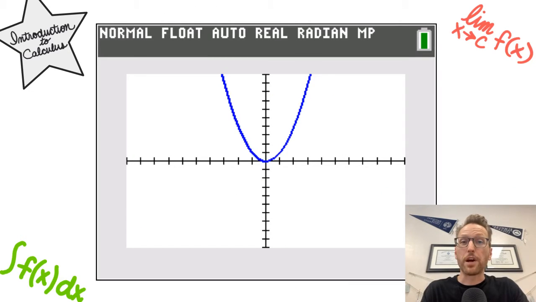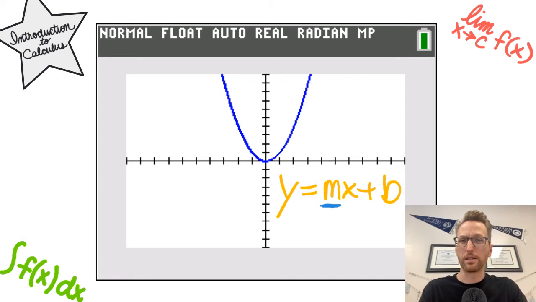Let's get started by talking about the slope of a parabola. Here's a parabola. But wait a second, I thought lines had slopes. Like the equation y equals mx plus b, m is the value of the slope. How could there be an equation that shows a constant slope for a parabola? Well, let's not worry about all that.